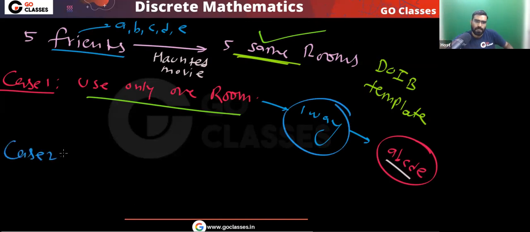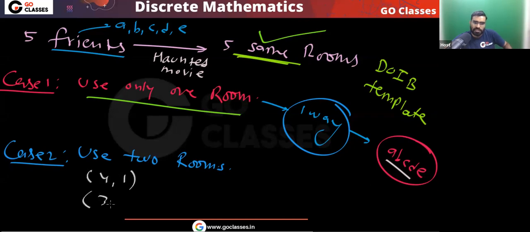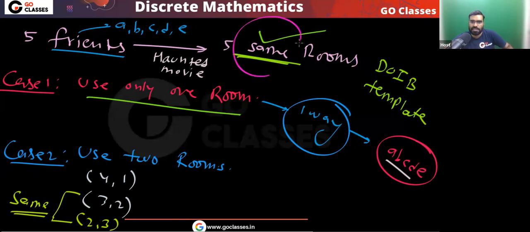What about case 2? Use 2 rooms. What are the cases? If I use 2 rooms, I can use the distribution 4,1 or I can say 3,2. Anything else possible? No, nothing else is possible. Can I say 2,3? Is this different or same? They are same because the rooms are same. All the rooms are same.